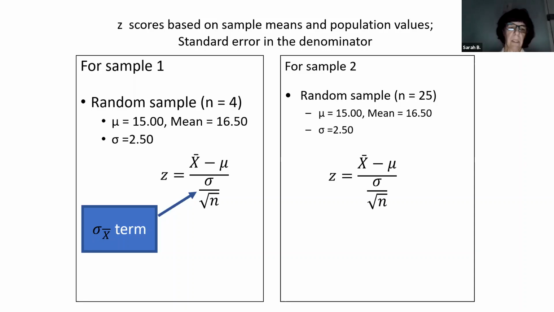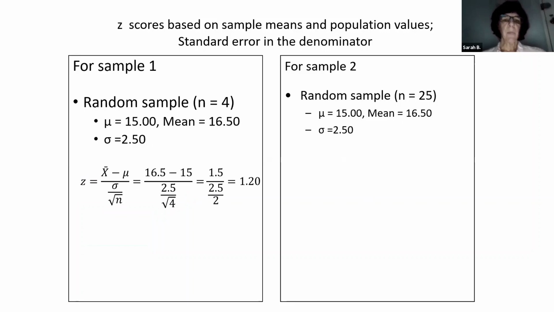Standard error of the mean is noted sigma sub x bar. And that is sigma, which is the same for both cases, 2.5, divided by the square root of the sample size. And that is what is different between the two cases. In one case, n equals 4, so the square root of n is going to be 2. In the other case, n equals 25, so the square root of n is 5. So let's see what we come up with.